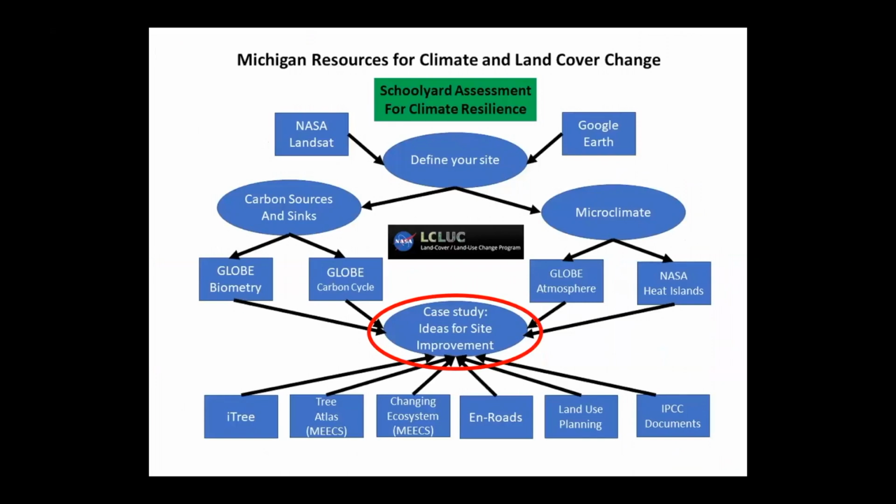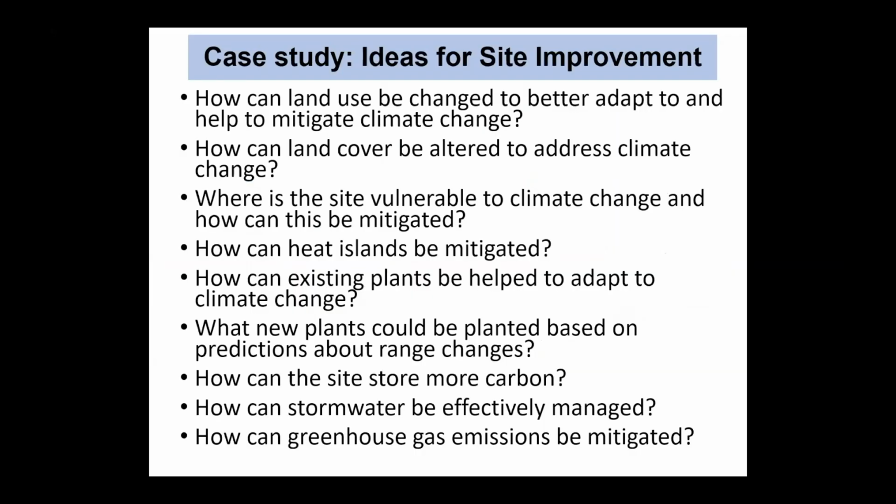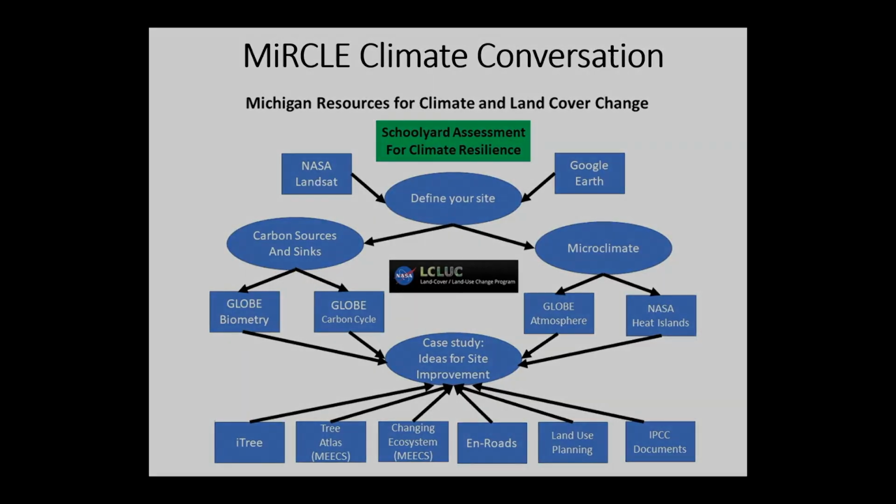So we're almost to the end, where your case study ideas for site improvement. How could you change your land use or land cover? How could our vulnerabilities be mitigated? If we've got heat islands, what about them? What's going to happen to our plants when we have changes in ranges and so on and so forth? How can we store more carbon? How things can be managed and so on and so forth. So there's lots of really, I think, rich questions that do come out of kind of marrying GLOBE with some of those NASA resources to eventually come up with some ideas for site improvement.